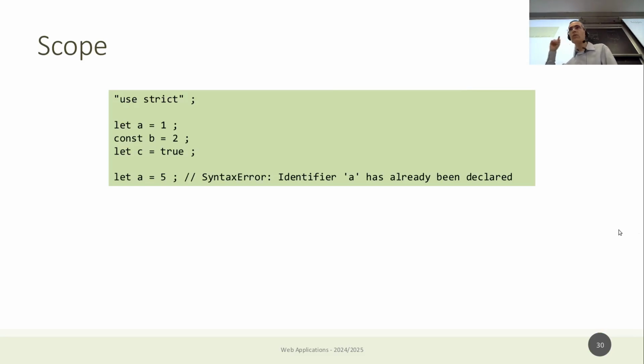So with that tool that visualizes what's happening. So use strict, always use strict. Let a = 1, const b = 2, c = true. Let a = 5, that's a syntax error. Let cannot be redefined, right?